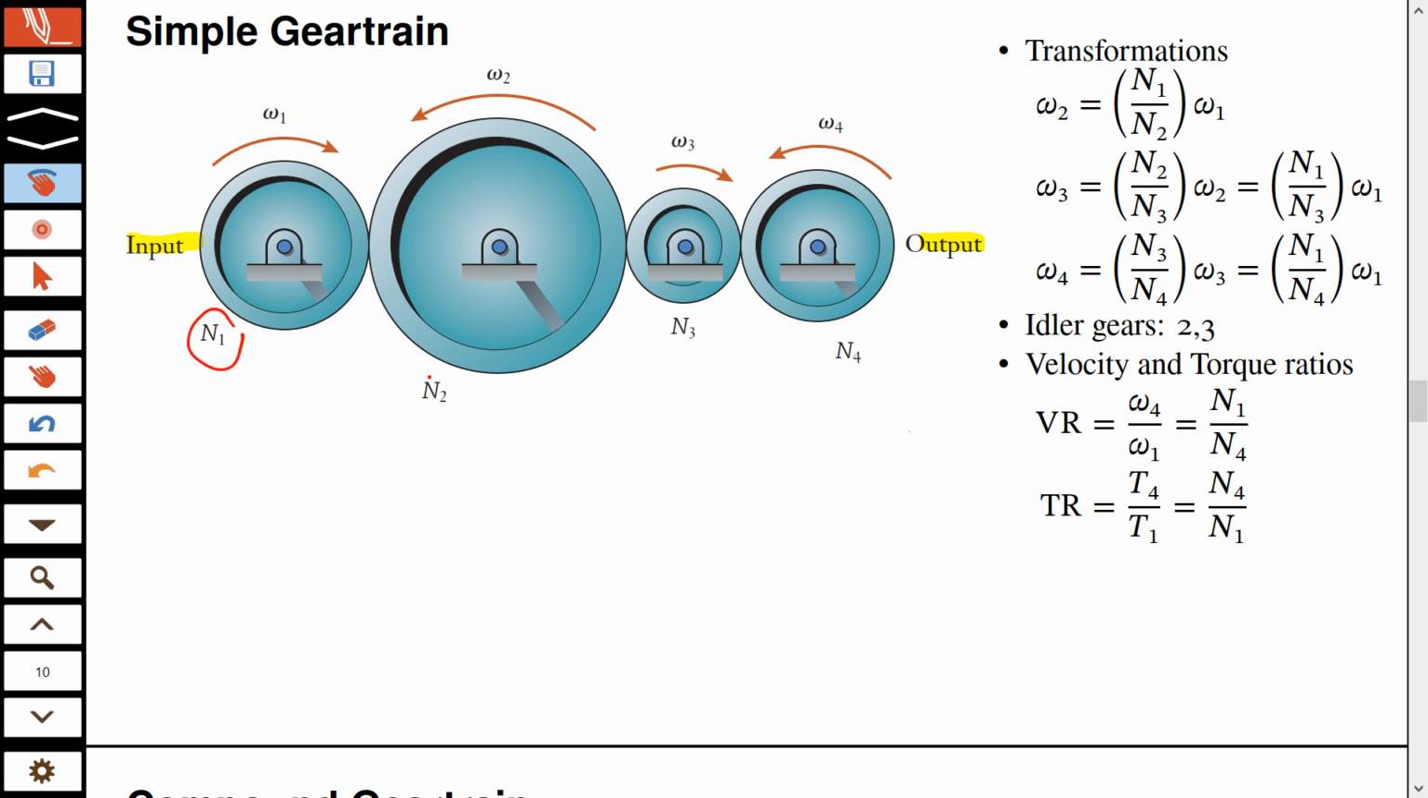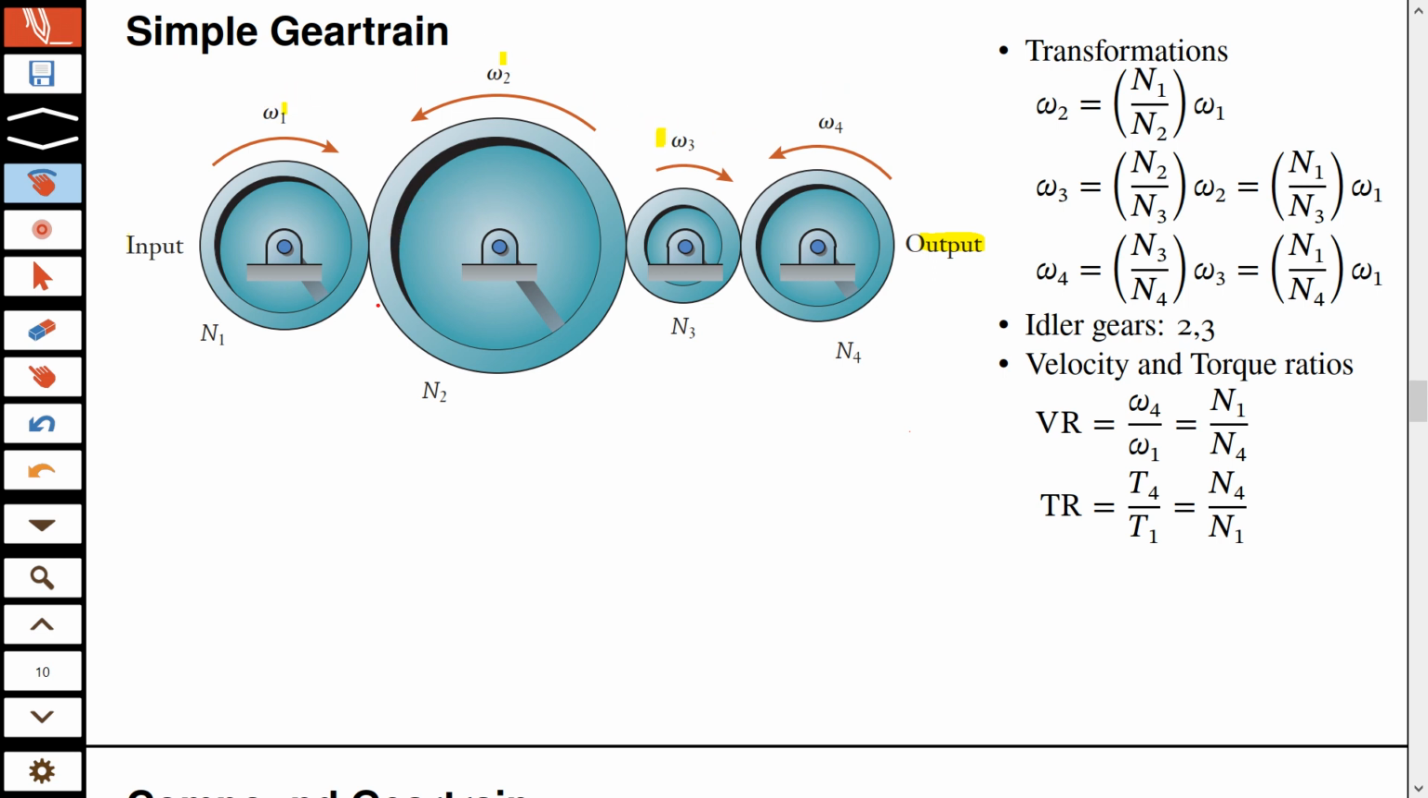So let's use N1 for the number of teeth of this one, N2 for this one, N3 for this one, and N4 for this one. So you just label the number of teeth like that, 1, 2, 3 from the drive. So the labeling starts from the input side and it ends at the output side, and then you have the angular speeds, omega 1, omega 2, omega 3, omega 4.